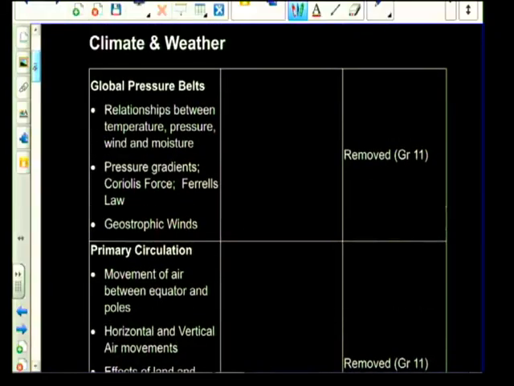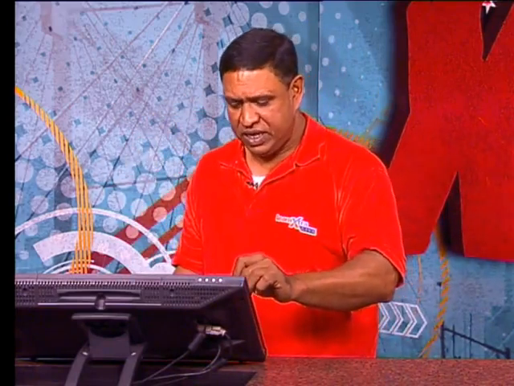For instance, let's look at global pressure belts. That was in the old curriculum. Global pressure belts, a relationship between pressure, wind, moisture, Coriolis force, geostrophic winds. All of this has been removed. You have done it in grade 11, if you recollect. But it does give you an understanding of movement from high pressure to low pressure, etc. It does assist you with that.